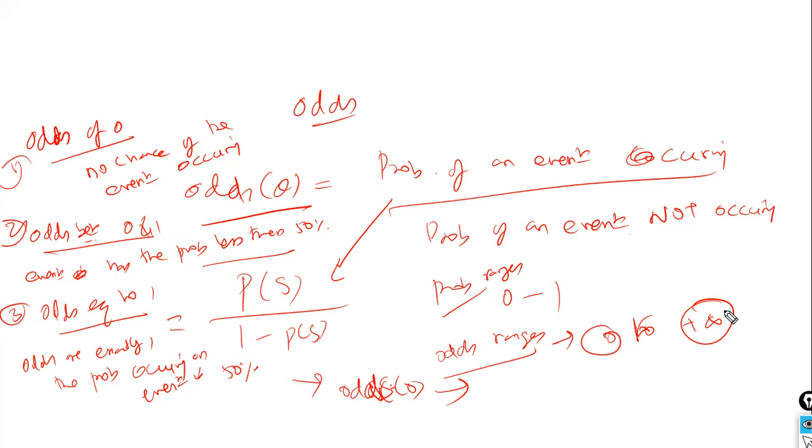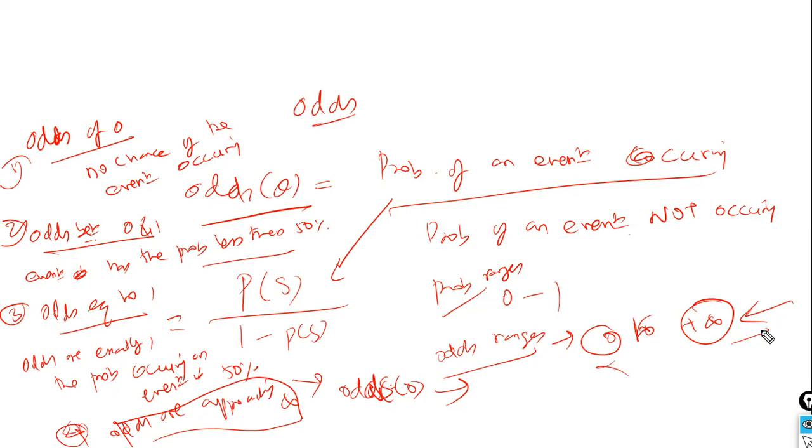If the odds are approaching infinity, that means the event is almost certain. If the odds values are closer to 0, that means the chance of happening is very less. Anything which is closer to plus infinity is going to happen for sure. You understood? So remember this very well.